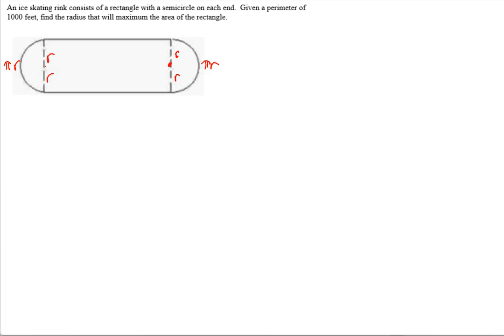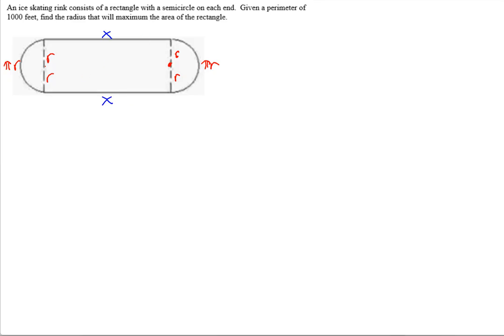Now, if it was a square instead of a rectangle, then since this side is 2r, this side would also have to be 2r. But in this case, it's not a square, it's a rectangle, so we need another variable from here to here. I'm just going to use x. So usually the most number of variables you need on your diagram is 2. Usually that's the most you'll need. If you have 3, you probably used too many.